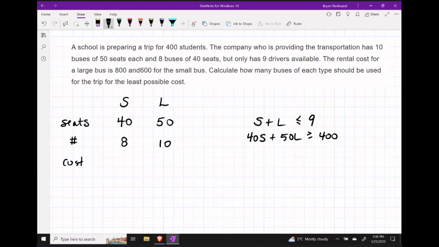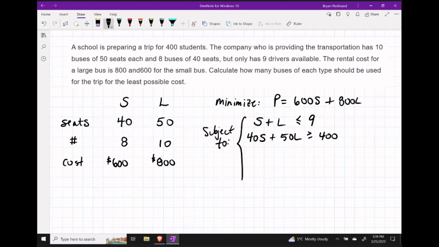The last thing we have is information about the cost. So it costs us, let's say, $800 to rent a large bus and $600 to rent a small bus. This is going to give us information about what we're trying to minimize. We're trying to plan this trip for the smallest cost. So let's take P equal to 600 times S, $600 for a small bus, plus $800 times L, 800 for the large bus. All right, so we have our minimization equation.